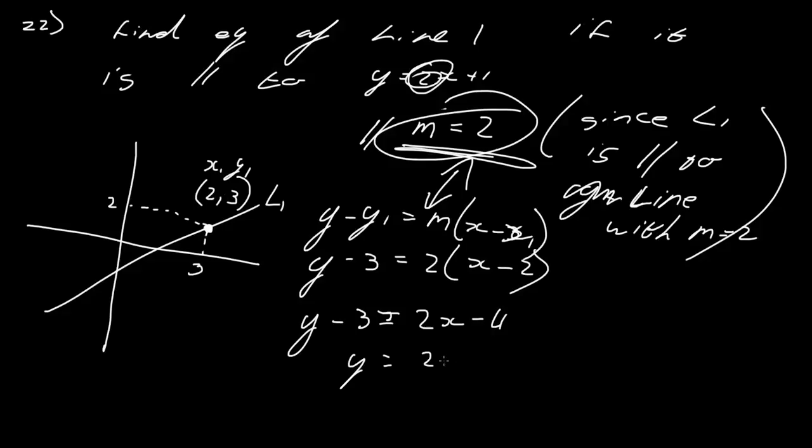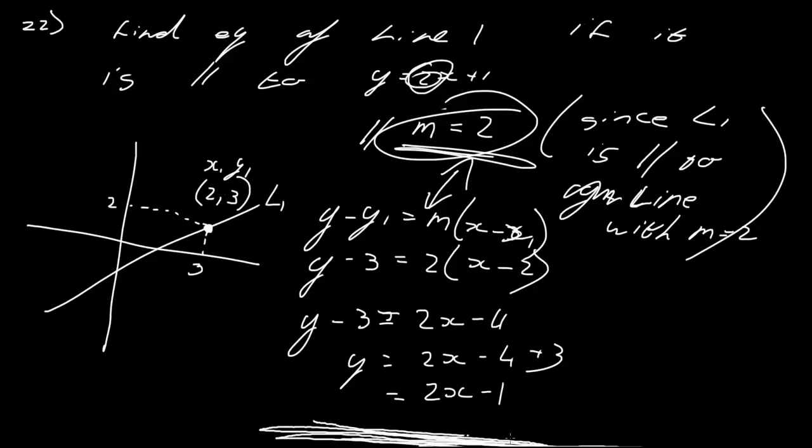y is equal to 2x minus 4 plus 3. y is equal to 2x minus 1. And there you go. You've solved your equation of the line that they wanted. As I said, you can leave it in any form as long as it's one of the forms they've given, but the gradient form, y equals mx plus c, is definitely the better form. It's the most commonly used one.